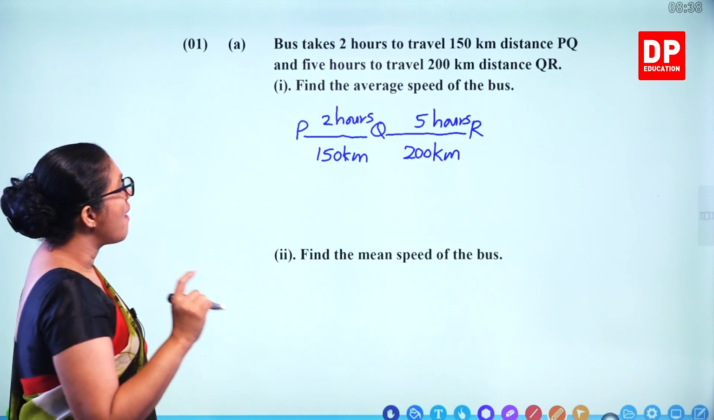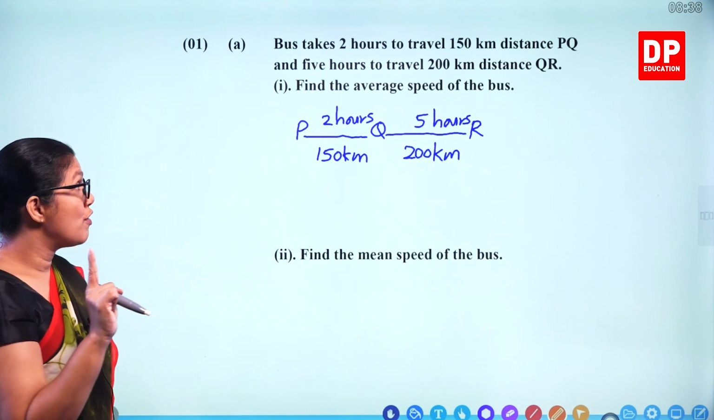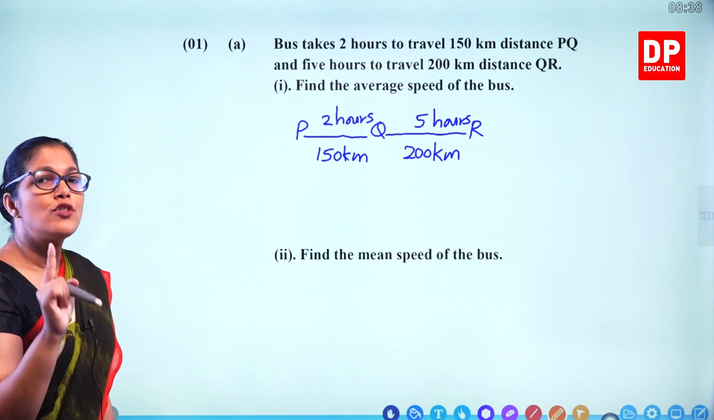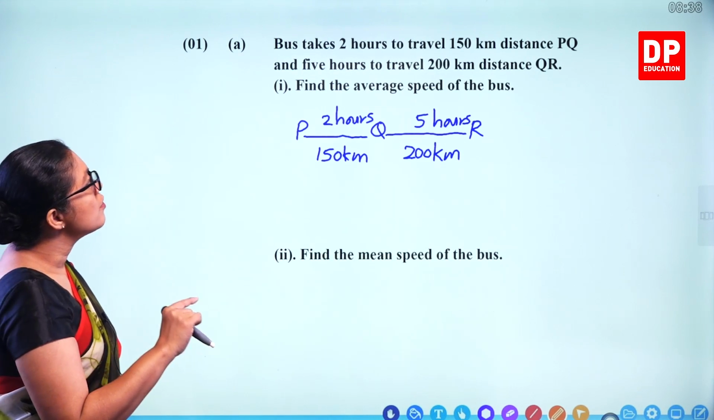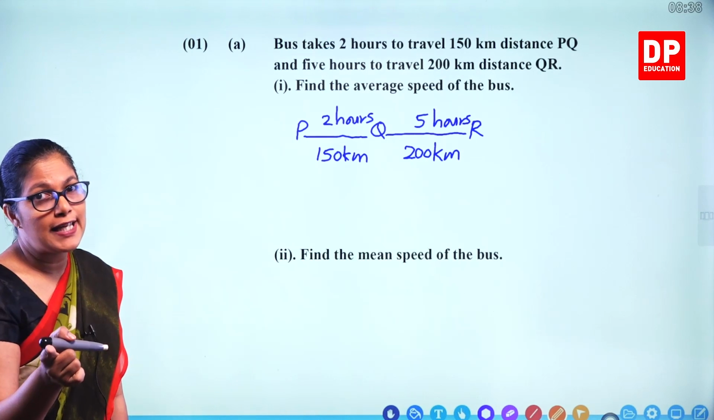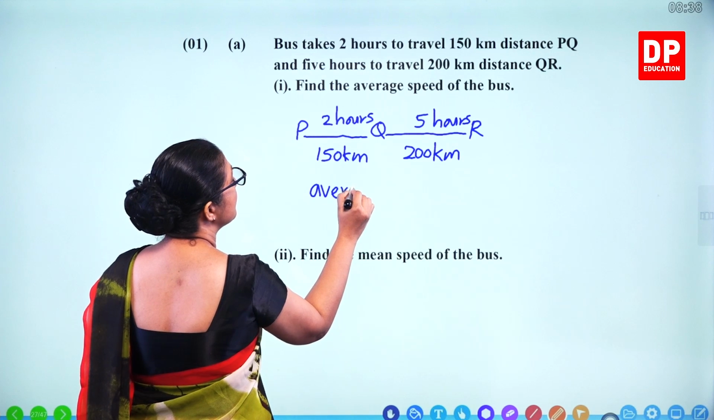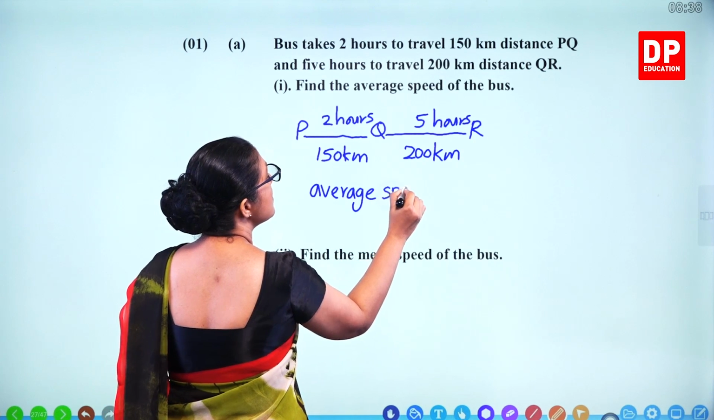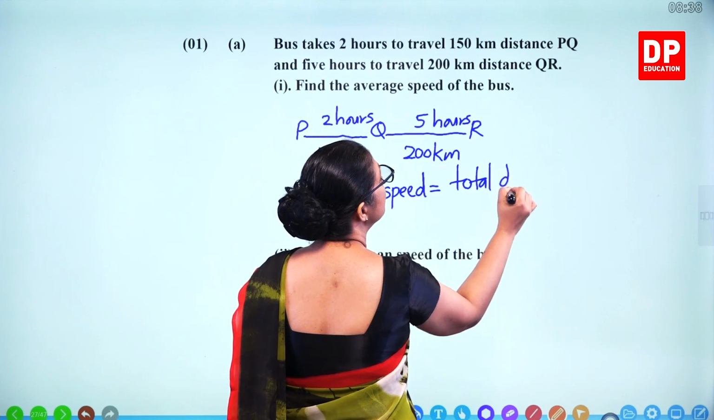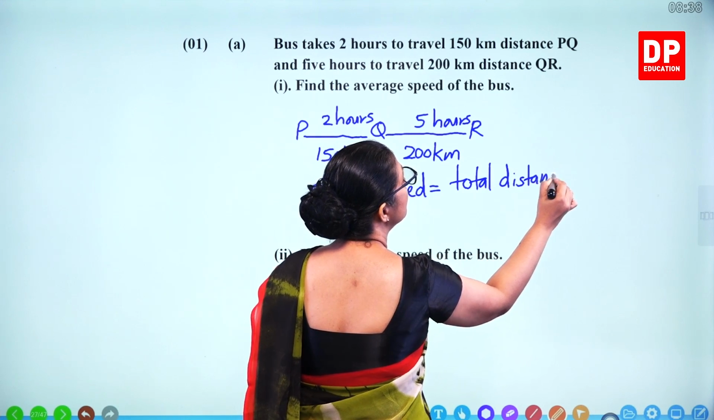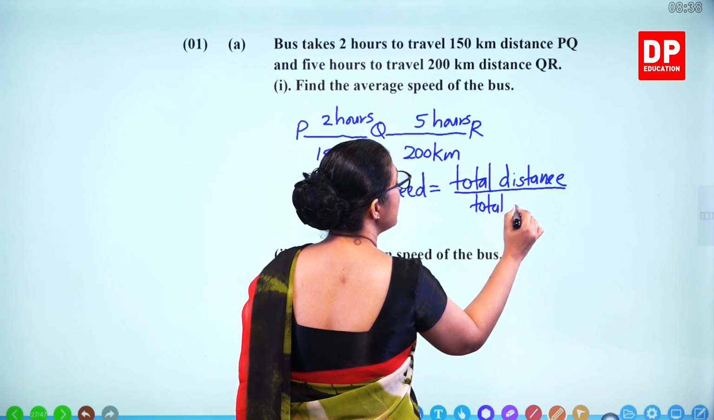So, average speed and mean speed. 2 things, so you need to remember. What's average speed? Total distance traveled divided by the total time taken for traveling. So, average speed is equal to total distance divided by total time taken for traveling.